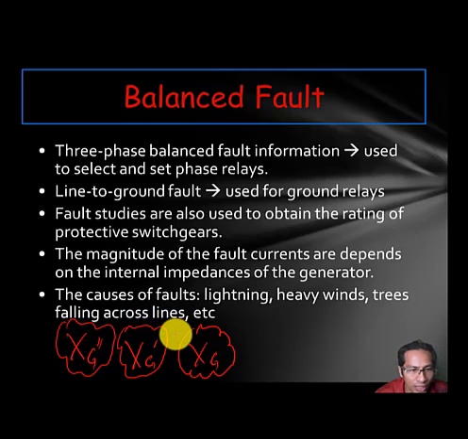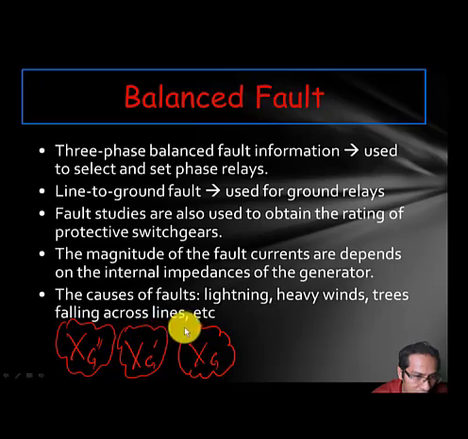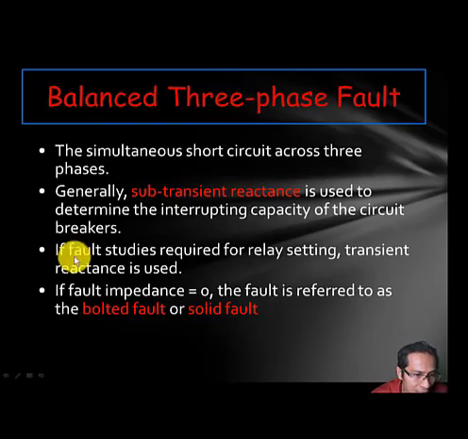Okay, so this is a cause of faults. Sometimes faults occur because of lightning, heavy winds, trees falling, and so on. A balanced 3-phase fault is a simultaneous short circuit across 3 phases.